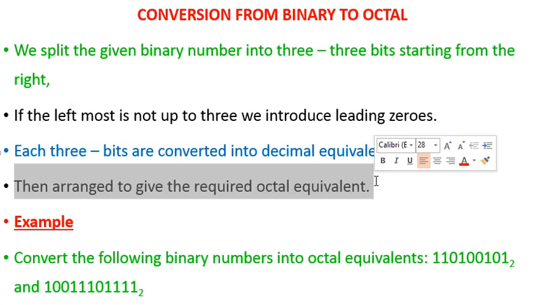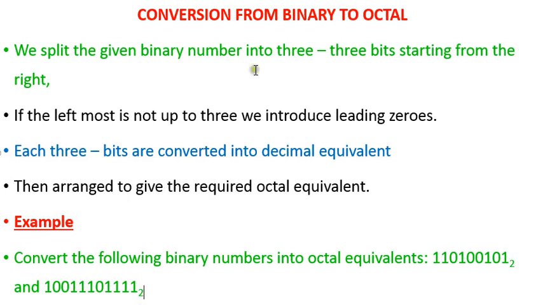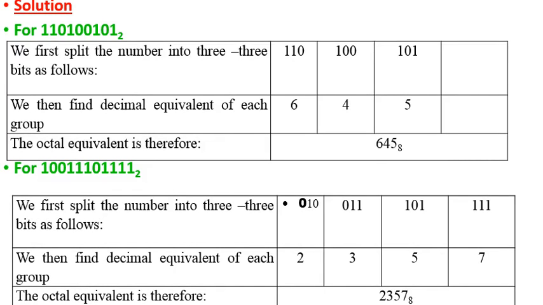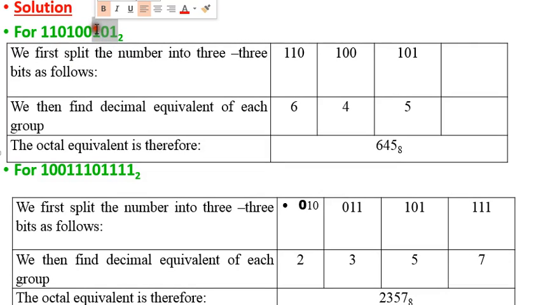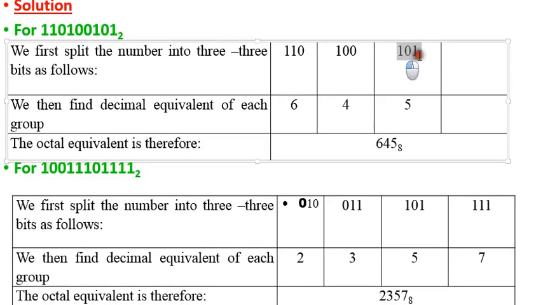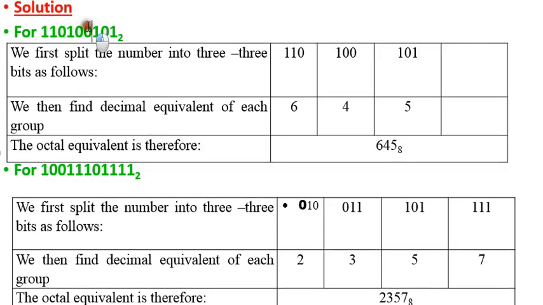To understand this, let us illustrate with 2 examples. Here we are given 110 100 101 base 2, and here we are given 100 111 011 base 2, and we are asked to change them into octal, which is base 8. So in order to do that, if you take this number, I'll take the first 3 from the right, which will give me 101, and then I'll take the next 3, which gives me 100, and finally I'll take the last 3, which is 110. So in this case, I have exactly 3 bits without any shortage.